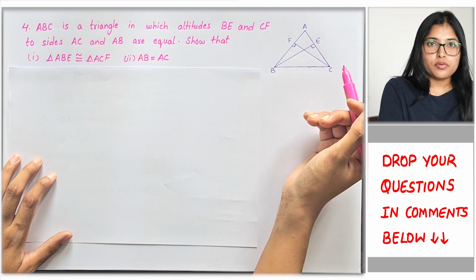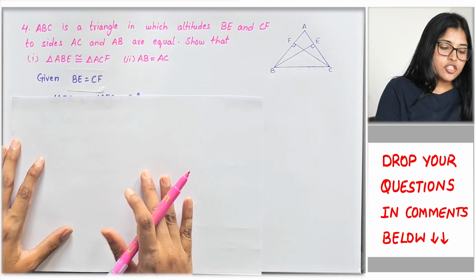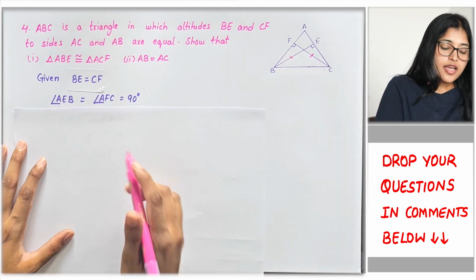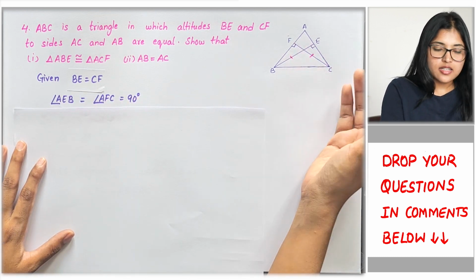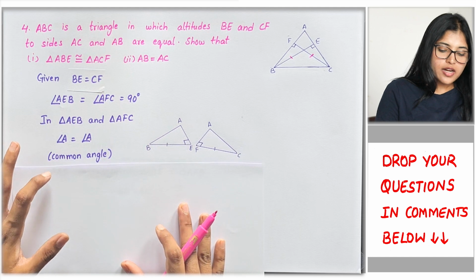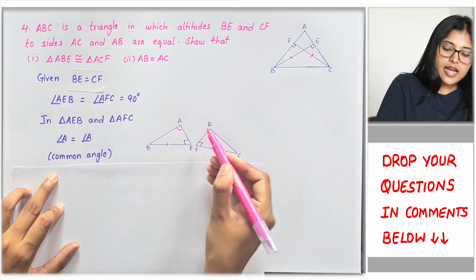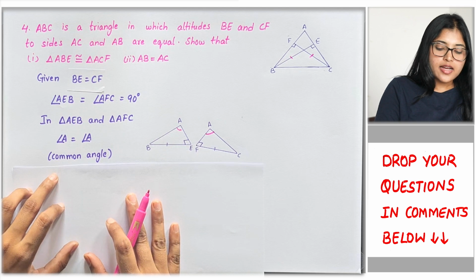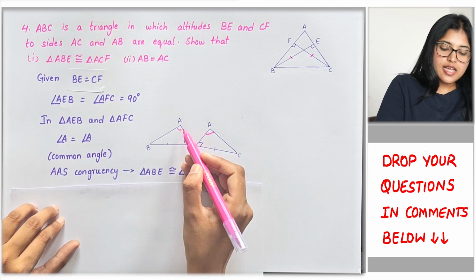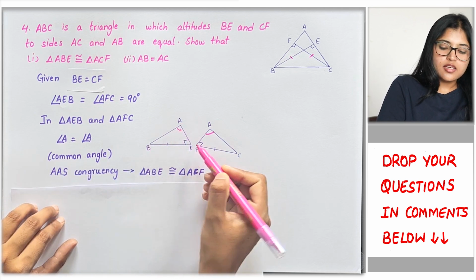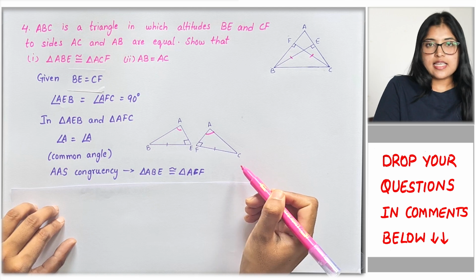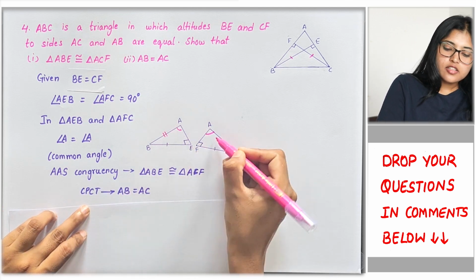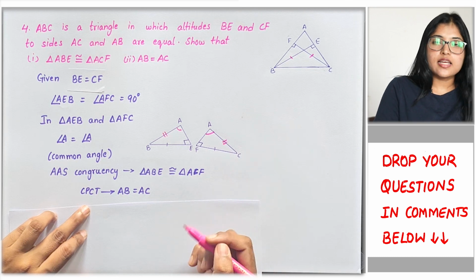and show that these two triangles are congruent. Writing down the given information, BE is equal to CF and AEB and AFC are 90 degrees. Now taking these two triangles again, angle A and angle A will still be the common angles. So I can use angle side congruency and say that triangle ABE is congruent to triangle ACF over here, and from CPCT I can say these two sides AB and AC are equal.